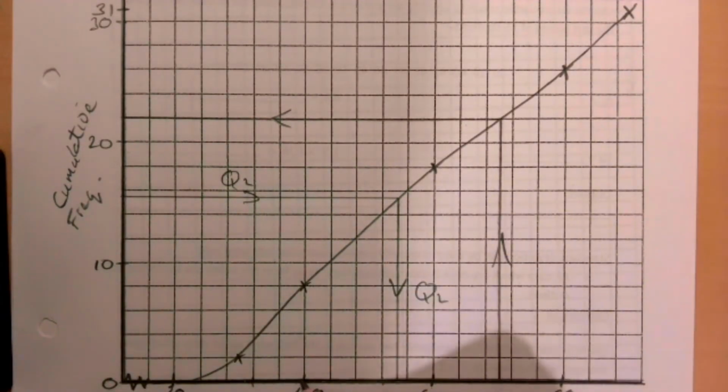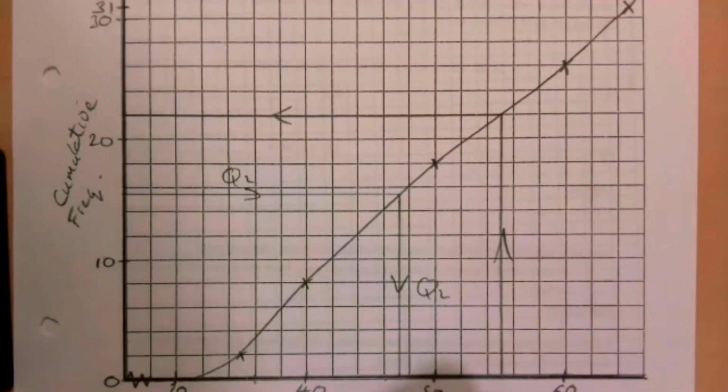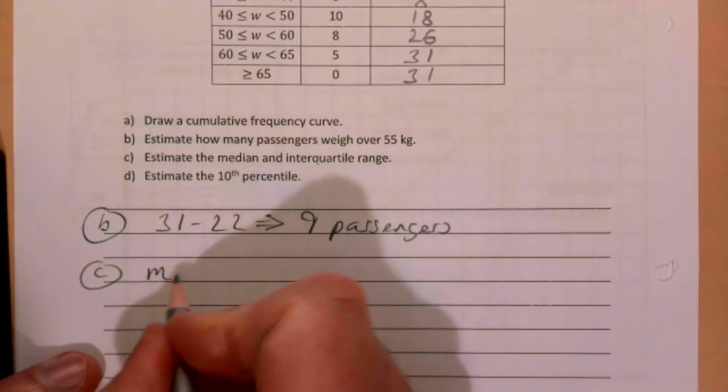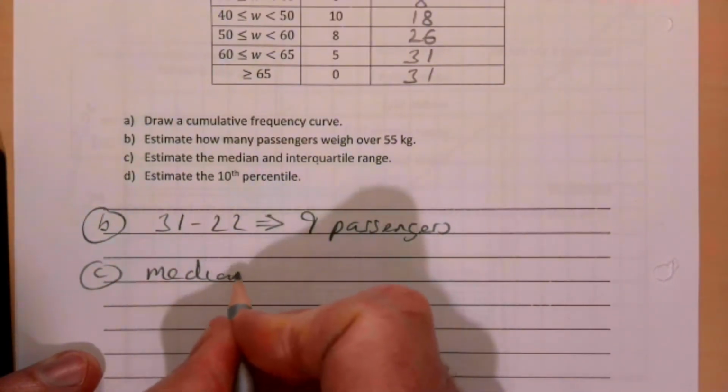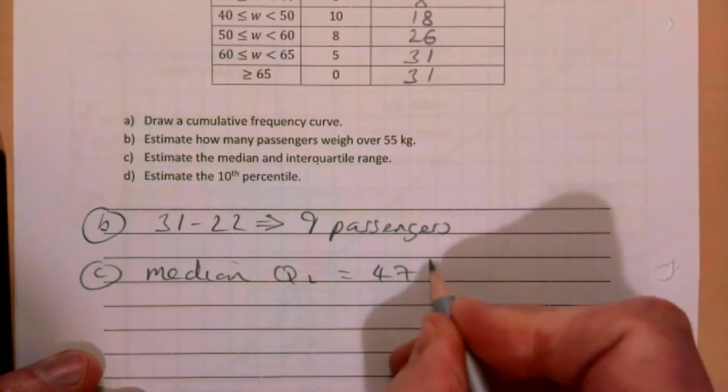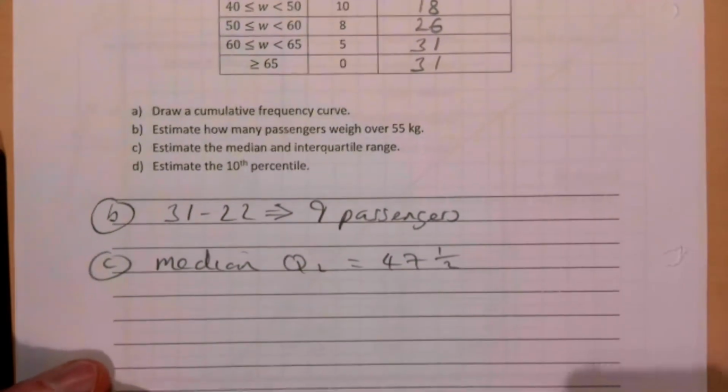So where are we? 40, 46 and 48. I'm going to go for 47 and a half. Nah, 40, 46. Very hard to say, isn't it? I think 47 and a half is what I'll go for as my median, Q2, 47 and a half. That's possibly up for debate.